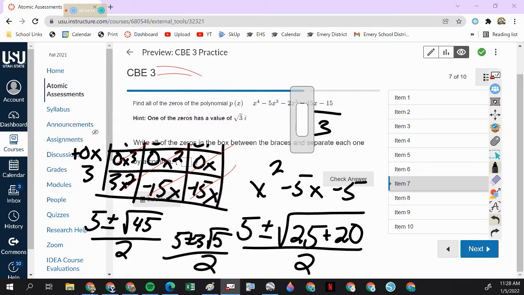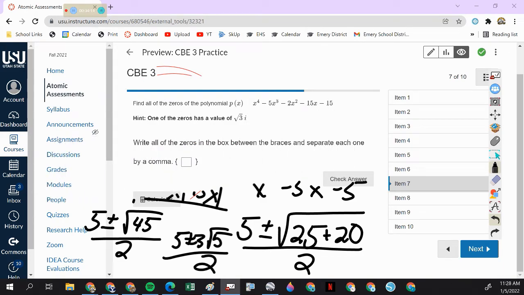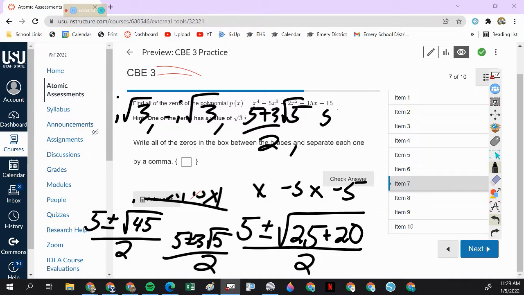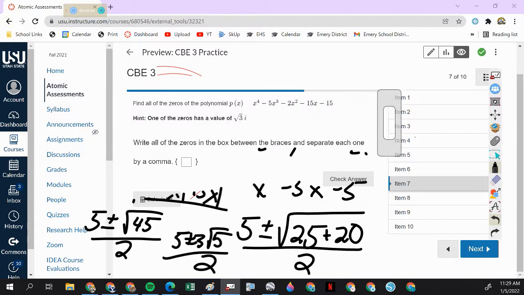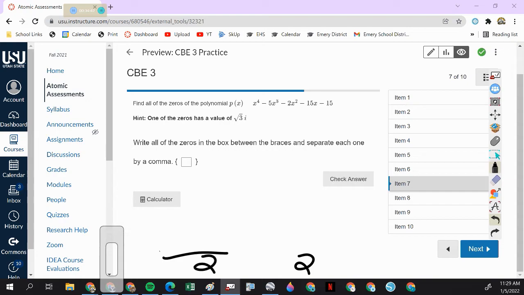Okay, how does it want us to put the answers? Write all of the zeros in the box between the braces and separate each one with a comma. So i root 3, negative i root 3, 5 plus 3 root 5 over 2, and 5 minus 3 root 5 over 2. Like that. Now, chances are some of you will run into one that will have this.